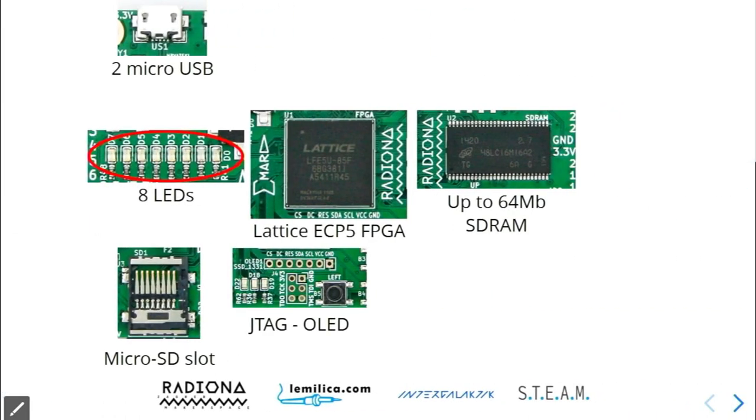On the board, there are also 8 LEDs. 8 was a great number, as we can represent a full byte. In FPGA designs, LEDs are an easy way of debugging some internal signals, so you will always need more LEDs. There is no fancy step-by-step debugging in FPGA, but you can always assign some signals to LEDs and check what is happening.